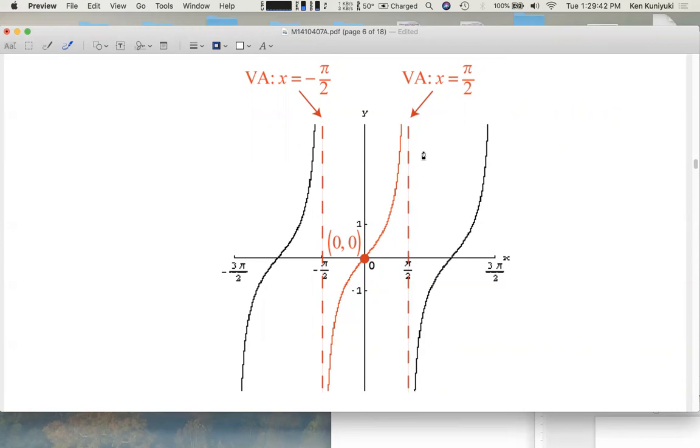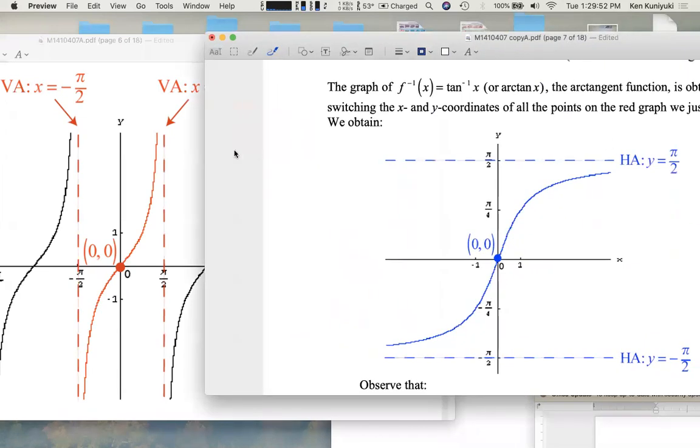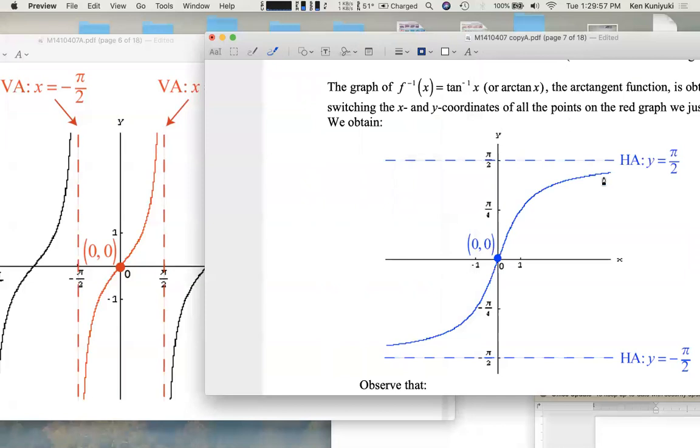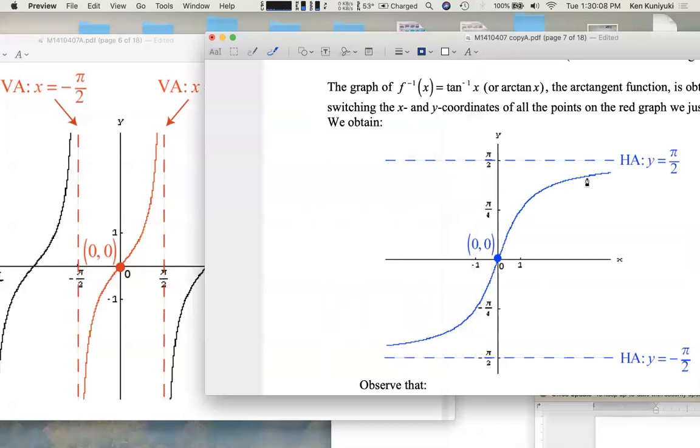Well, again, the domains and the ranges switch, and guess what the VAs become? The VAs become HAs. So the VAs at x equals -pi/2 and pi/2 become HAs now at y equals -pi/2 and pi/2. The rising snake here is tall and proud. The snake here is rising. The inverse of an increasing function is increasing, but it's not so proud. It's a lazier snake. It's more of an S graph, kind of like for cube root.